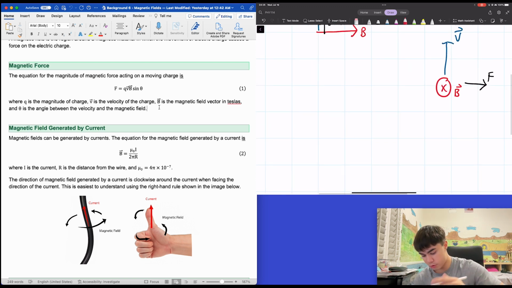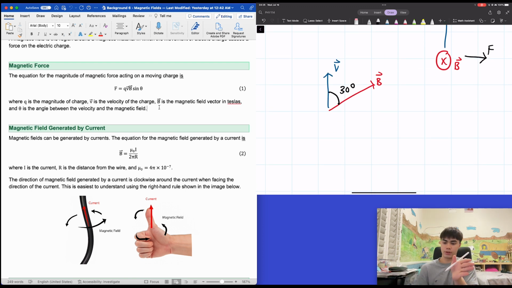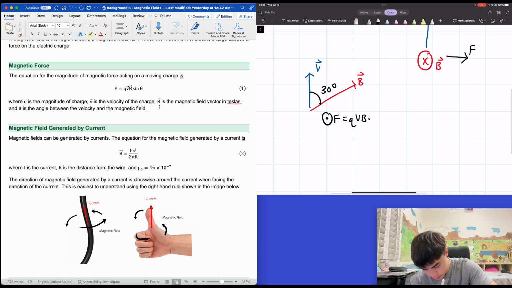I guess one more harder one is if the magnetic field is in that direction, but the velocity is here, and we say that this angle is 30 degrees, then the force, I point my fingers in the direction of the magnetic field, curl them in the direction of velocity, my thumb points straight up, so the force is out of the page, and then the magnitude of the force is QVB sine 30 degrees, which is QVB over 2.